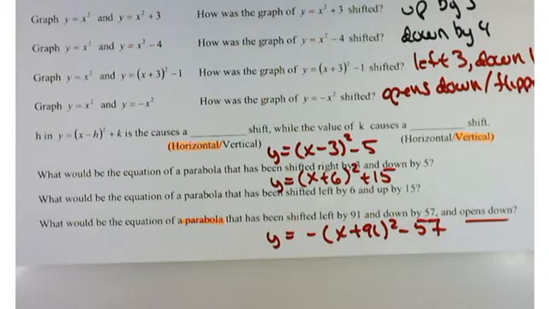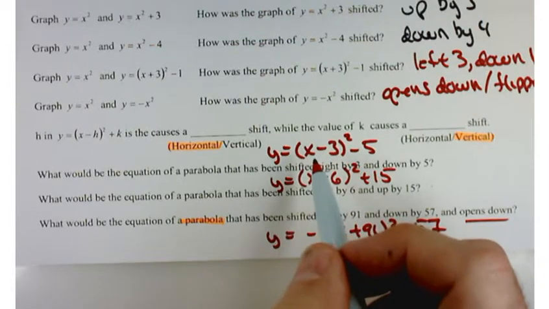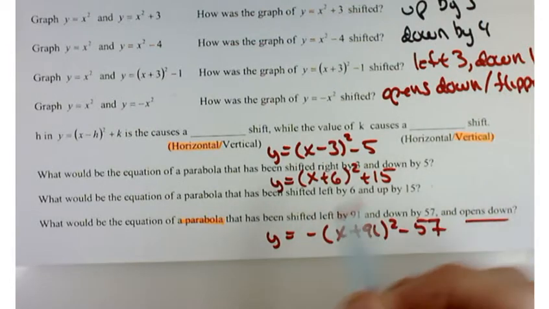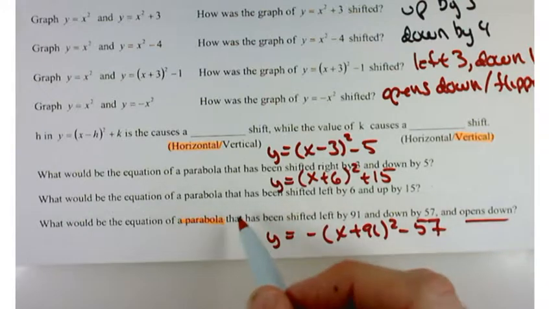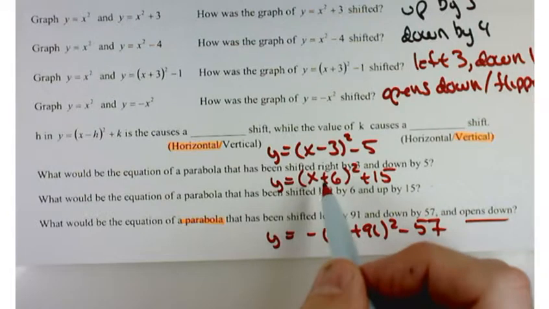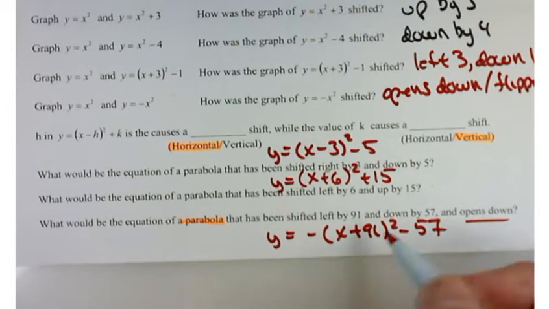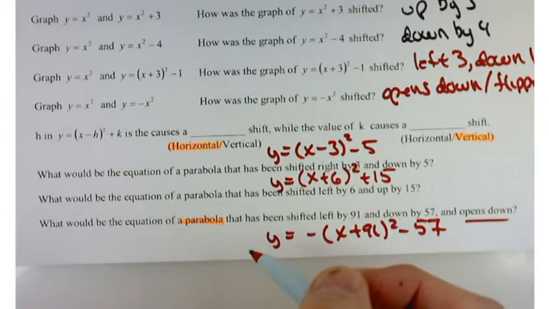Well, the thing about the horizontal shift is that it takes place opposite the sign. So minus 3 is shifted to the right by 3. Plus 6 is shifted to the left by 6. So it kind of goes opposite of what the sign tends to suggest. So a plus 91 is not to the right by 91, it's to the left by 91. So that's how that works.